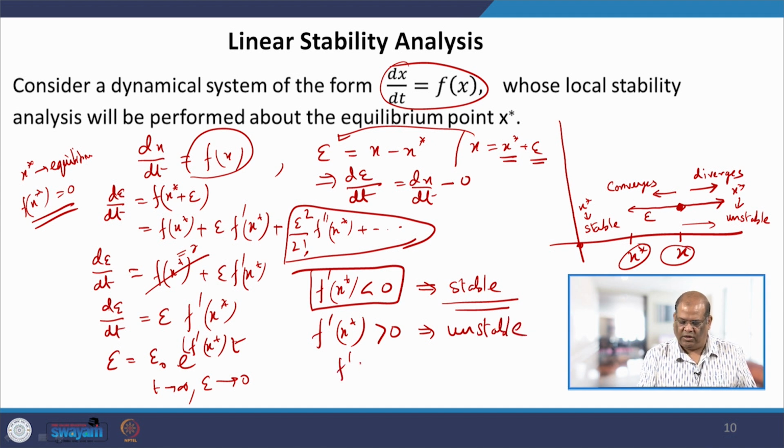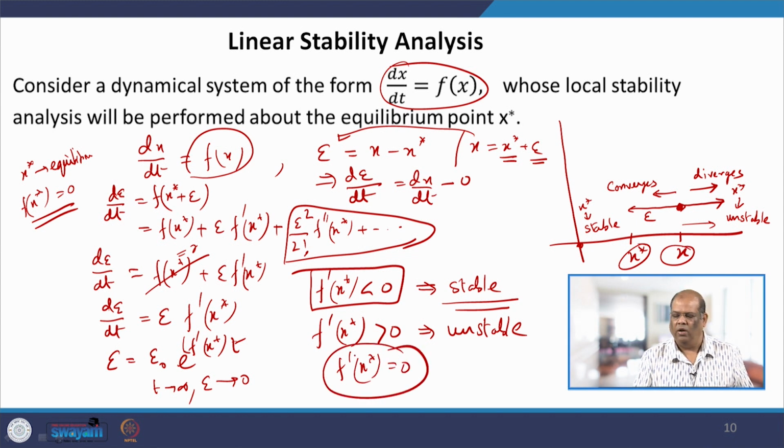If f dash x star is equal to 0, then we do not have any conclusion, we have to do further higher analysis. So, in this linear stability analysis for a single equation, the condition that the system will be stable is f dash x star is less than 0, and the system is unstable if f dash x star is greater than 0. If f dash x star is equal to 0, there is no conclusion.